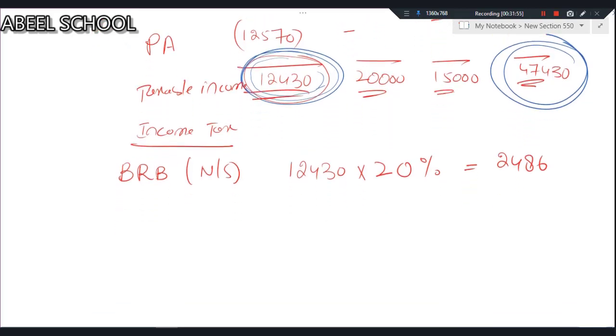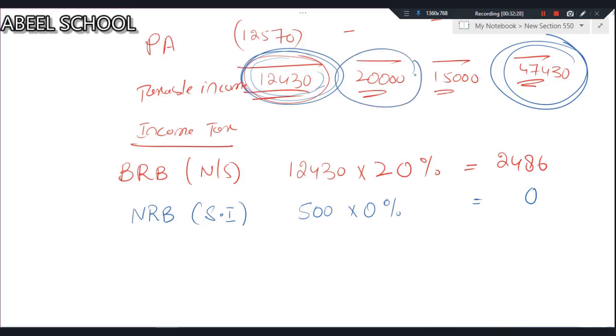Whoever is a higher rate taxpayer gets a nil rate band of 500 for saving income. 500 into 0% is obviously 0. Now, the saving income is 20,000. Out of that, 500 is already taxed in the nil rate band. So how much is left? 19,500. The remaining amount is 19,500, and the entire 19,500 falls in the basic rate band.